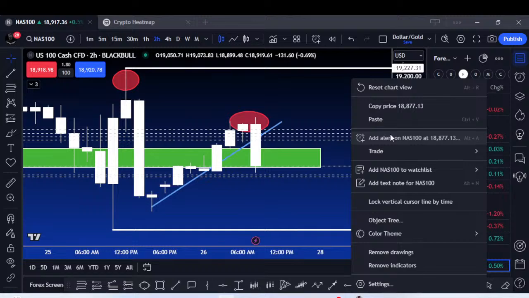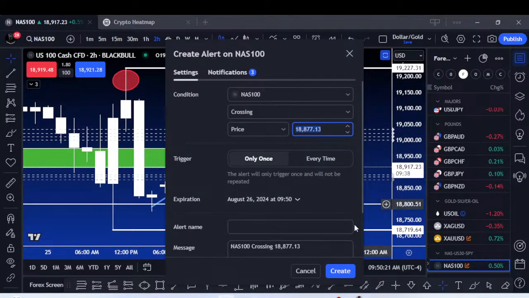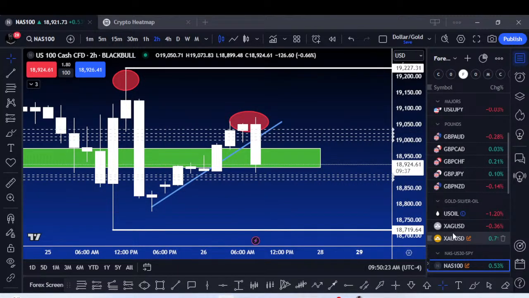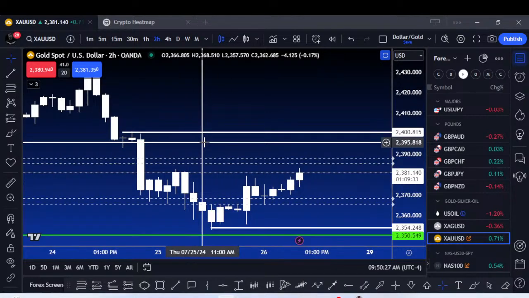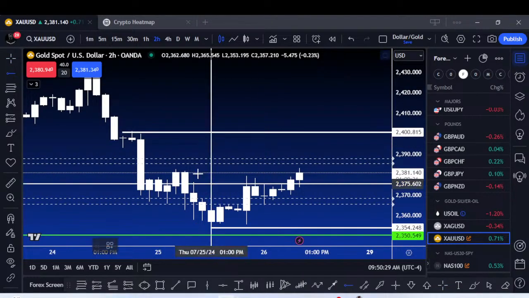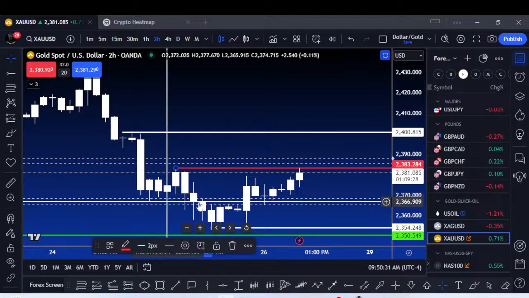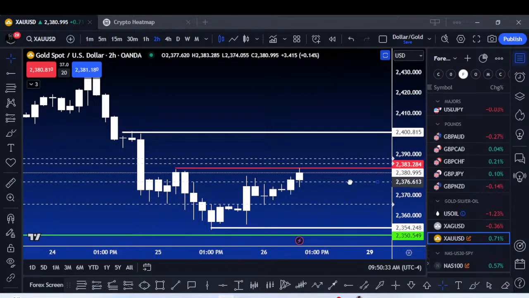So here, just more alerts in the mix. Okay, gold, what are you doing? Seems like you want to rise, but I see you got a little resistance right there. Get the alerts closer.